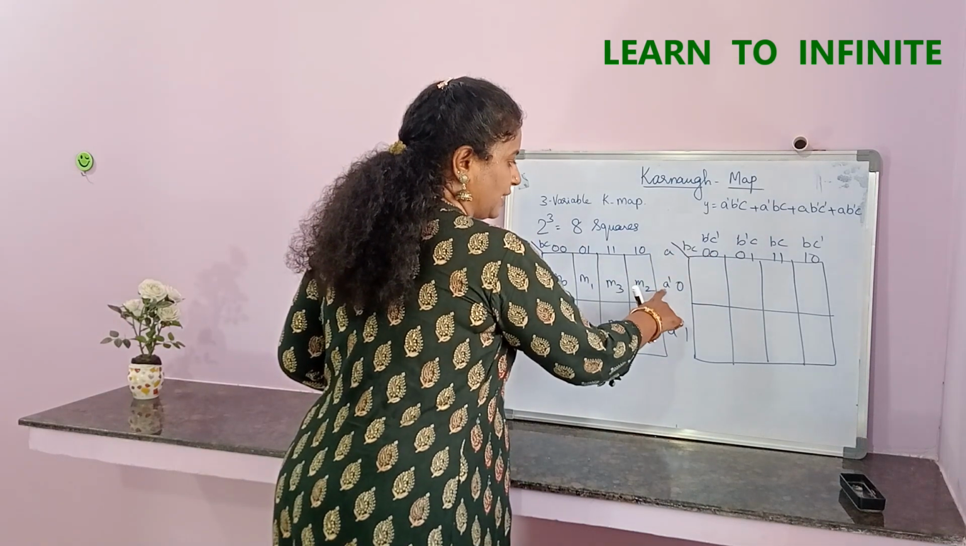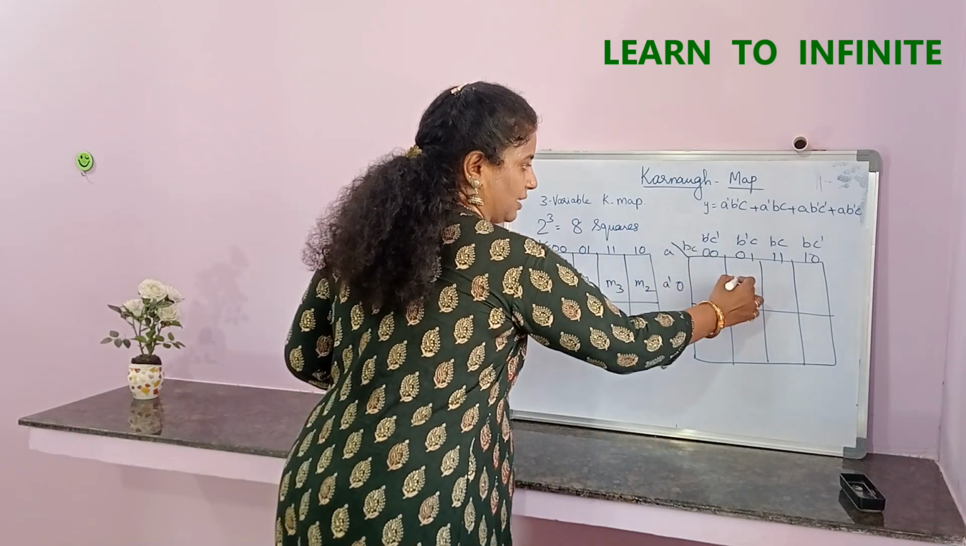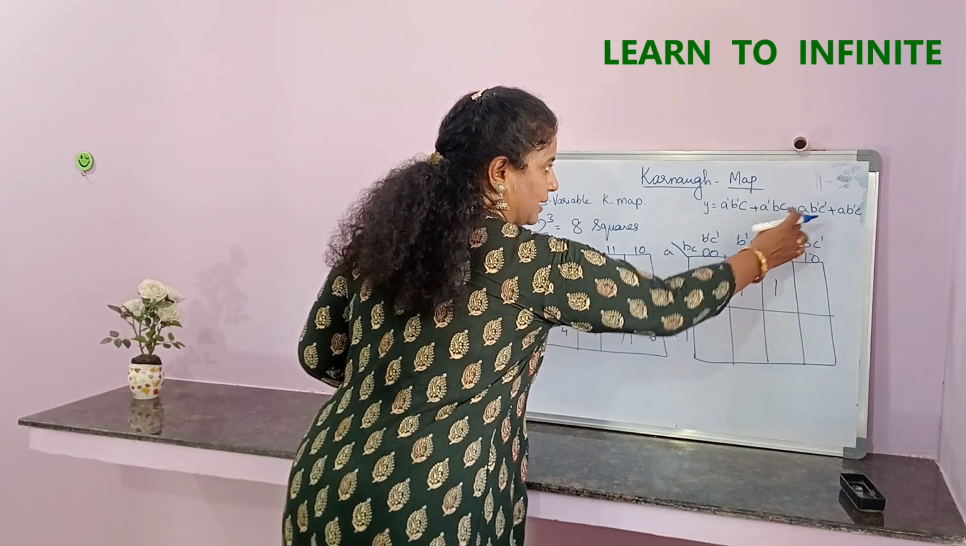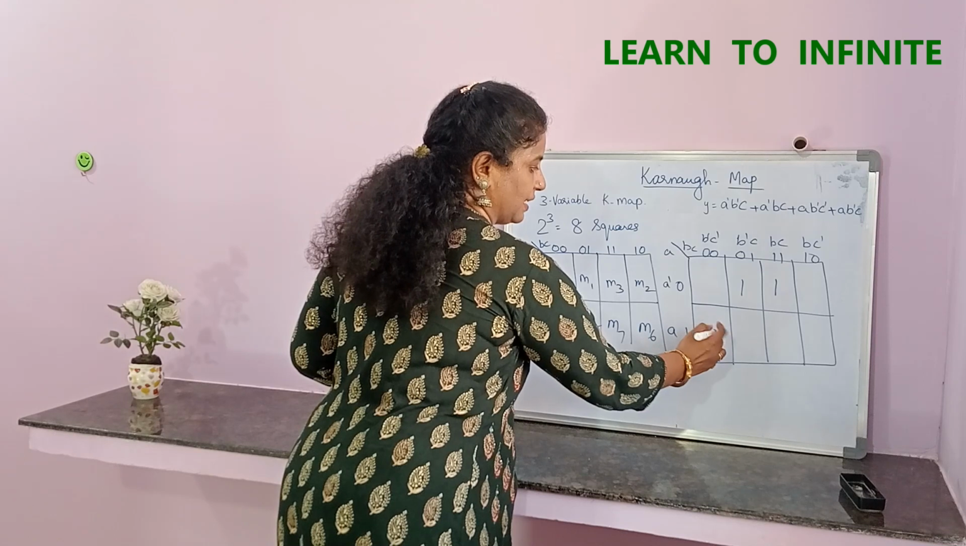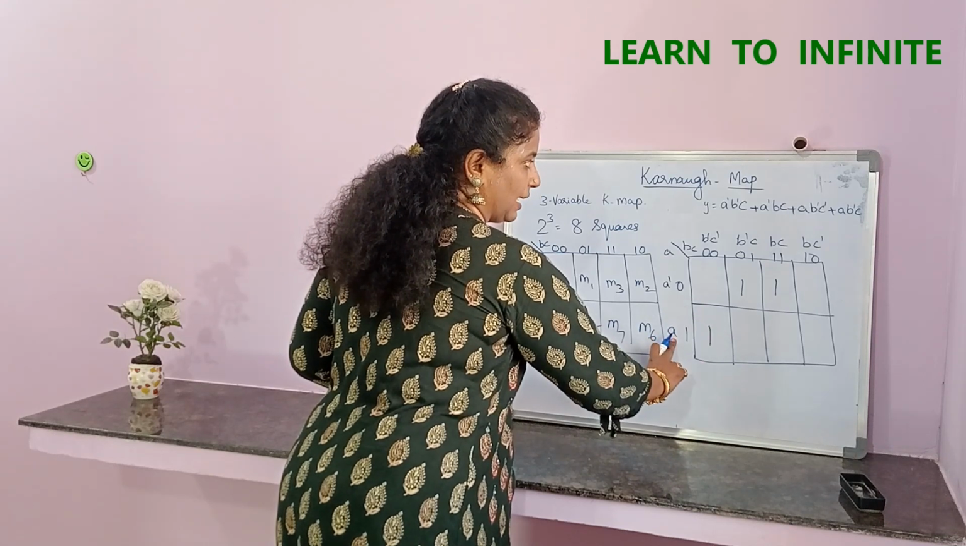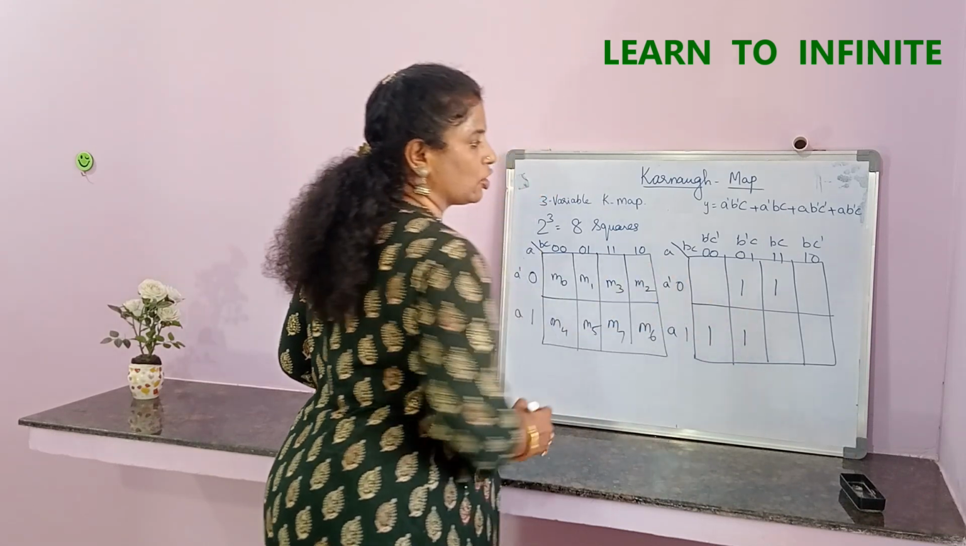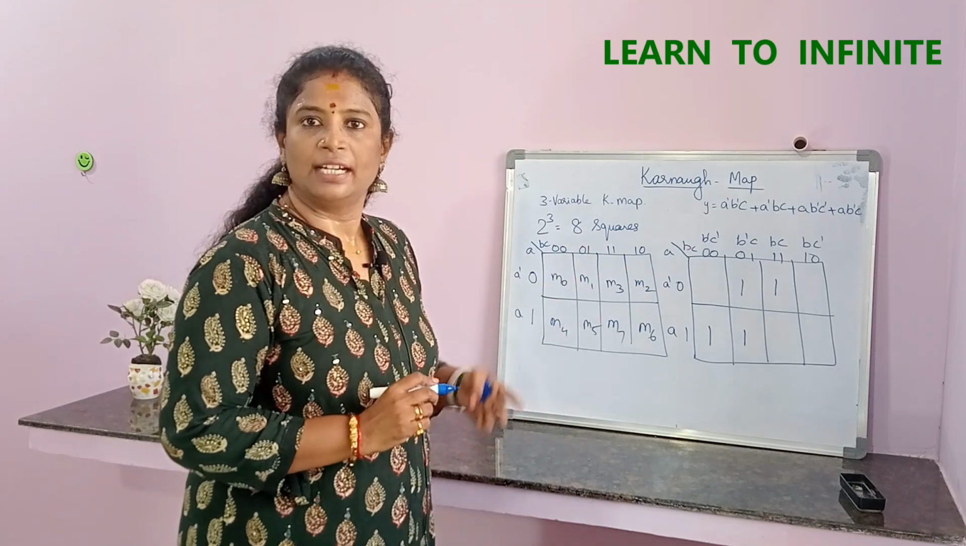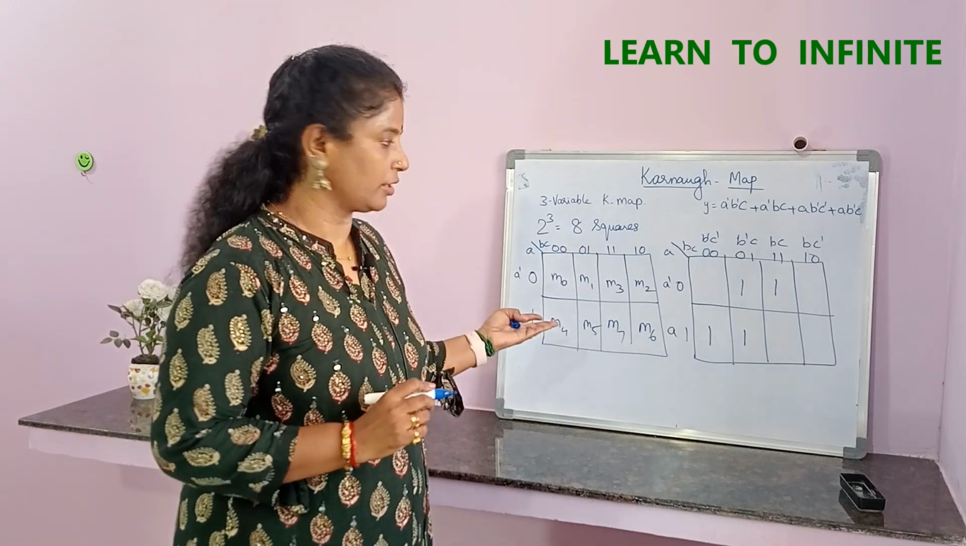So A dash B dash C, this is A dash B dash C. So put a 1 over here. Next is A dash B C. Next is A B dash C dash. Next is A B dash C. Right? So 4 terms, we have filled the 4 squares and the remaining squares will be 0. It is up to you, you can fill 0 or not.